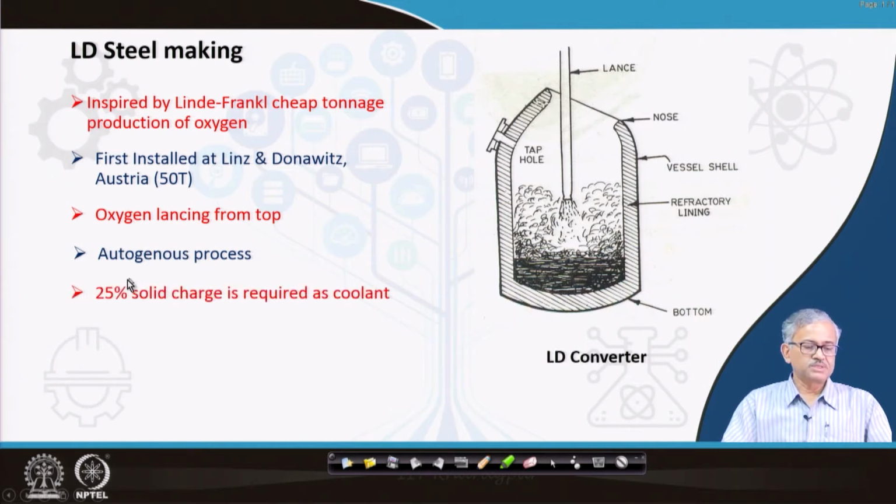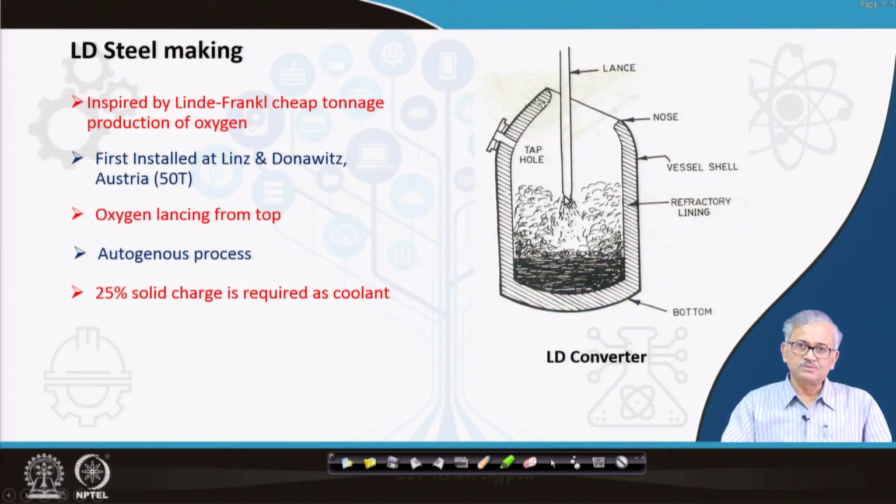A 25% solid charge is required as a coolant, because whatever heat is generated is more than what is needed to self-sustain this process. This excess heat increases the temperature of the liquid steel beyond 1600, and the refractory lining is affected. Okay. To maintain the temperature at 1600 degrees centigrade, we have to add some amount of coolants. At least 25% solid charge is used to maintain the temperature at 1600 degrees centigrade, otherwise the temperature shoots up.